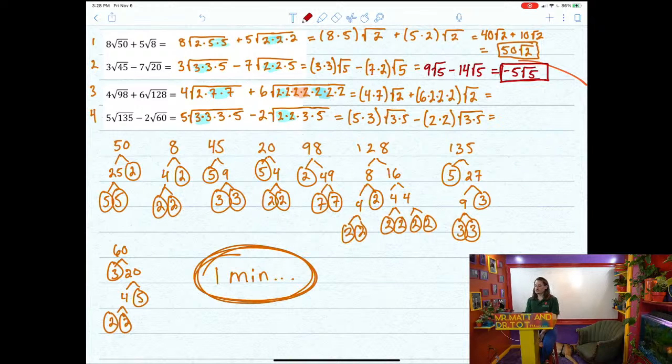So 2 times 2 times 2, that's going to be 8. 8 times 6 is 48. And 4 times 7 is 28. So we're going to have 28 root 2 plus 48 root 2. And that's going to be 76. So that's going to be 76 root 2.